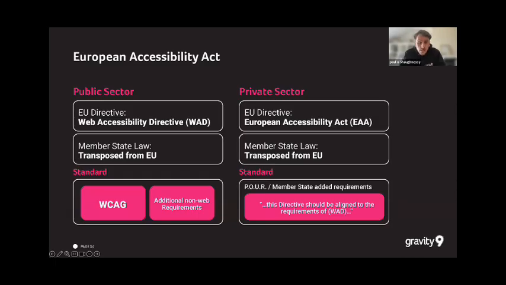The EAA states that it must align with the WAD for the standards, and this uses the EN 301549. The EN 301549 says it needs to use the WCAG 2.1 AA criteria. Initially when the EAA comes in, it'll be 2.1, and then I think at the start of 2026 they'll update it to 2.2.